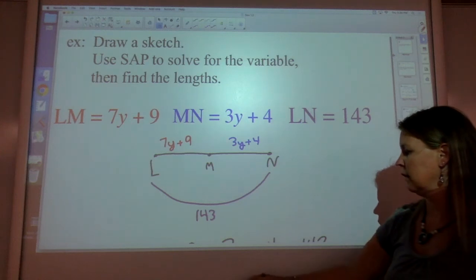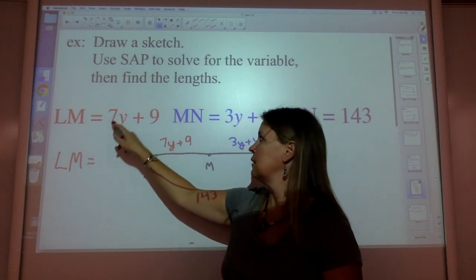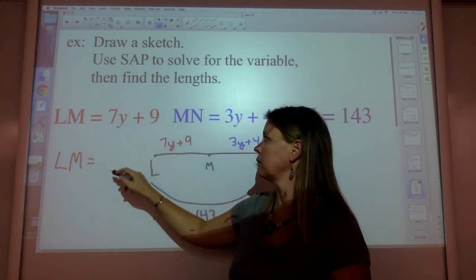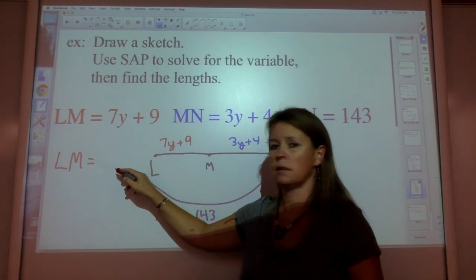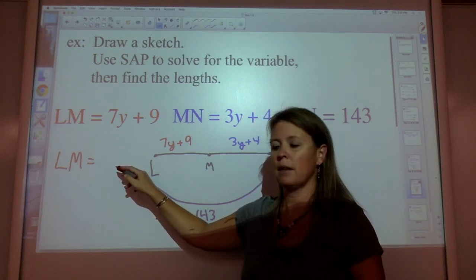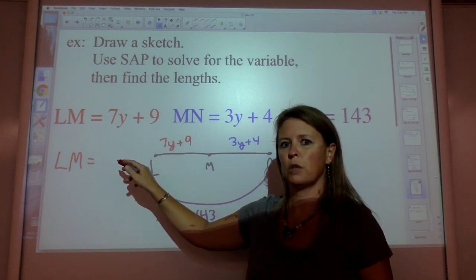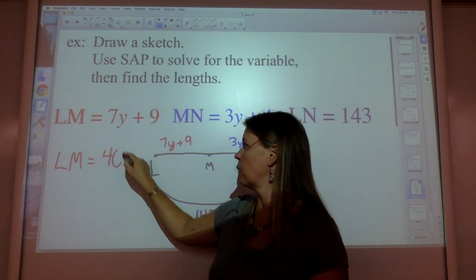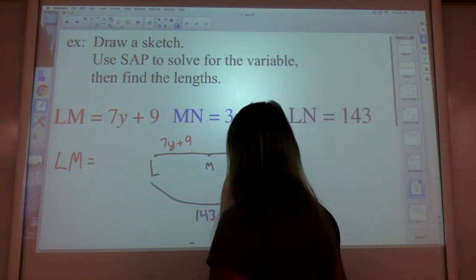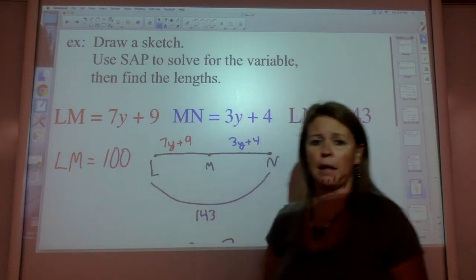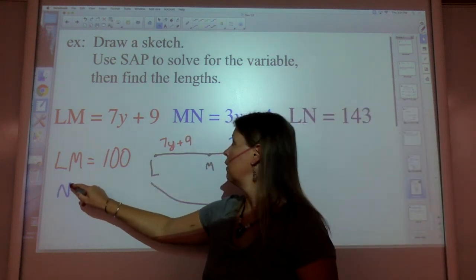Then find the lengths. Your final answers when you're done are LM equals 7 times 13 plus 9, which is, I don't know what that is. 7 times 13. I'm not supposed to do this. I'm supposed to use a calculator. Is 91. 91 plus 9 is 100. See, we all make mistakes, and you shouldn't do math in your head, especially when you're on camera and in front of everybody.